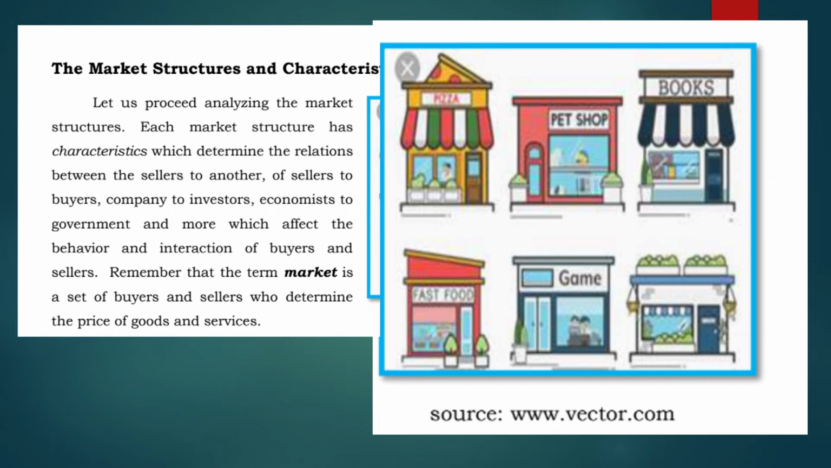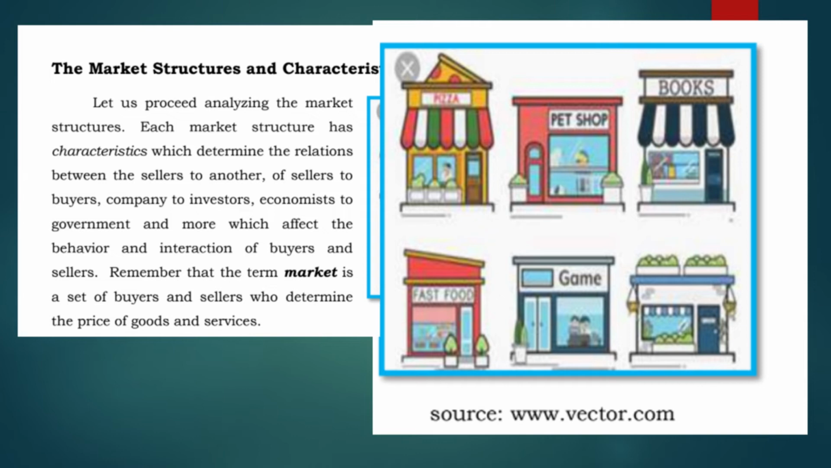Market structure po, market has characteristics which determine the relations between the sellers to one another, of sellers to buyers, company investors, economies to government, and more which affect behavior in the interaction of buyers and sellers. Remember, the term market is a set of buyers and sellers who determine the price of goods and services.